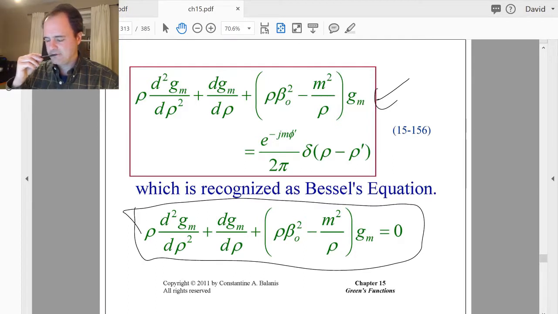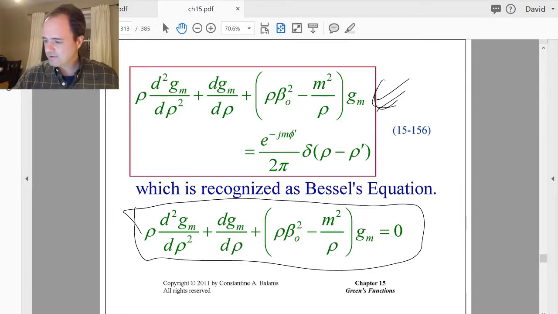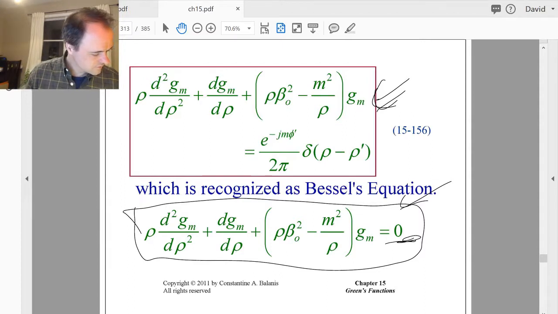So this is Bessel's equation. So now, okay, this is what we have at this point. Right here, now we're going to look at the homogeneous equation of this, where we set this side here equal to 0. And now this is where we're going to find the two terms that satisfy this.